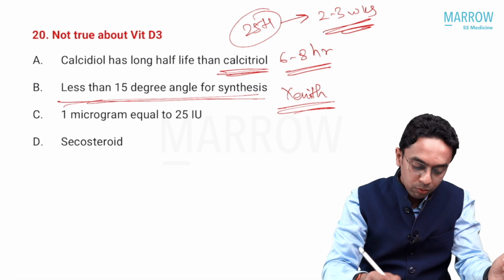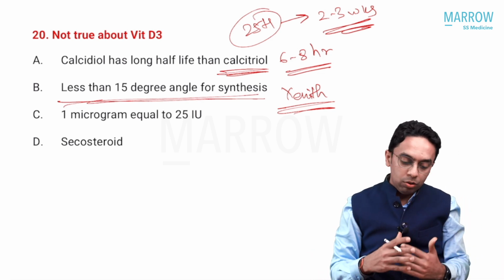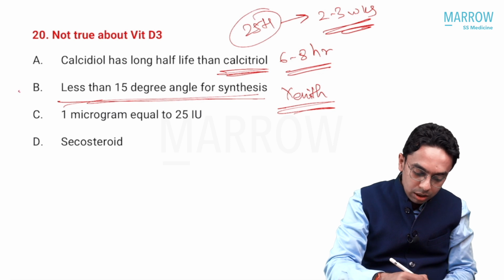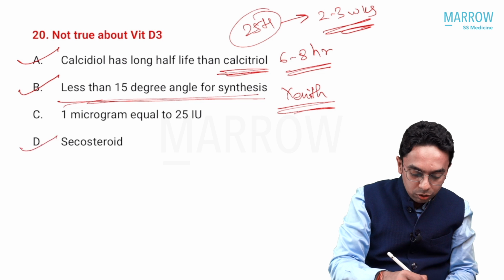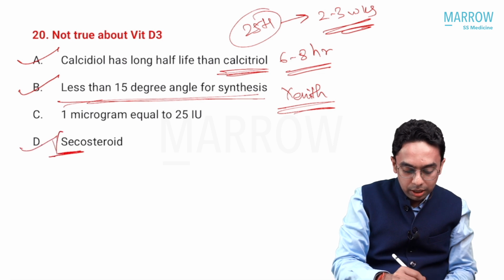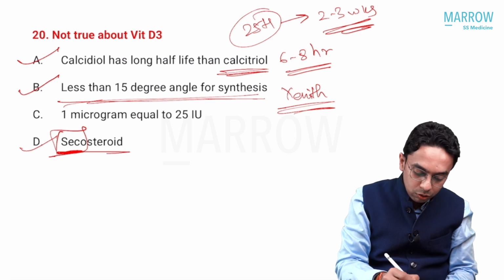So if it is more than that 15 degree angle, the synthesis is not that good. Okay, so this is correct. This is also correct. Sequesteroid, we know that seco is like a Latin term for broken. So yes, it's a sequesteroid.